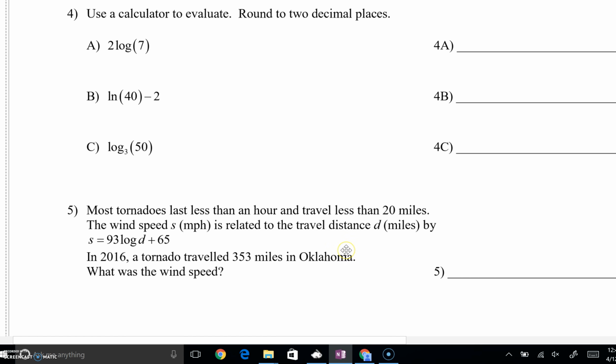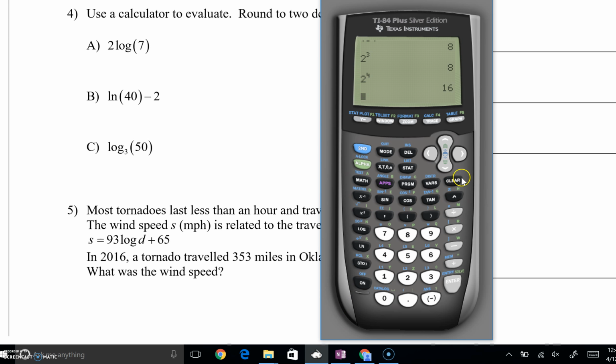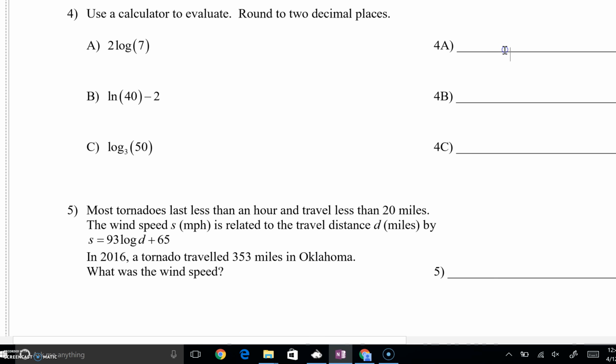Algebra 2, practice test 8.4 through 8.5. We're going to do numbers 4, 5, and 6, which are calculator problems. We're going to go to two decimal places. 2 log of 7. Simply type it in exactly as you see it. You can see we'd get, going to two decimal places, 1.69. And that's all you have to write down.